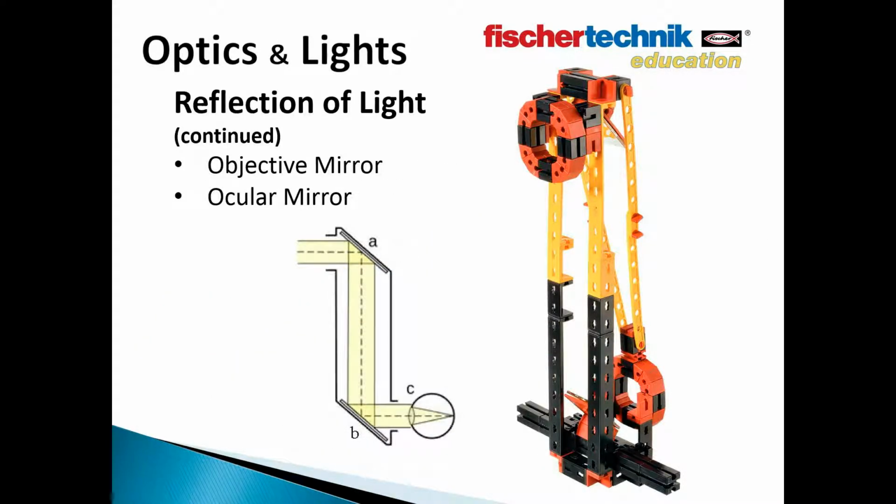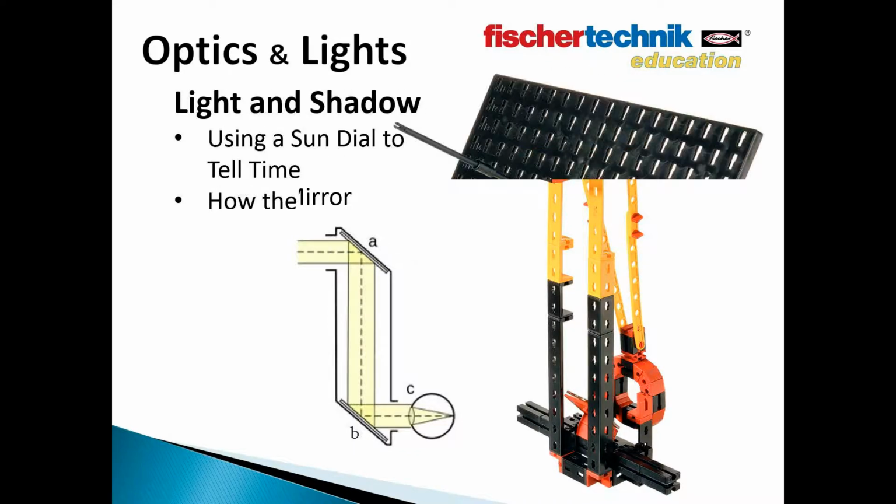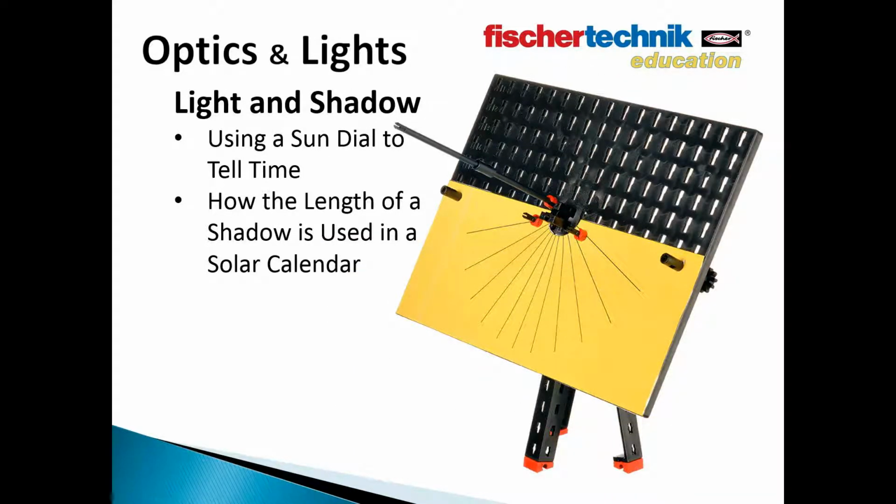Next, a periscope is built, which uses an objective mirror and an ocular mirror in place of lenses to view things from around a corner. We then move into the area of shadows and light and how a sundial is used to tell time.